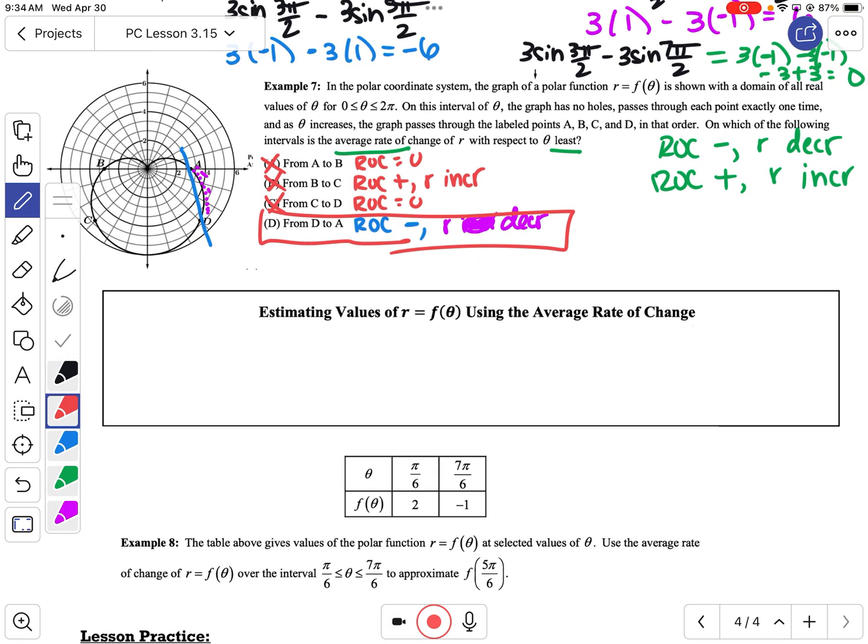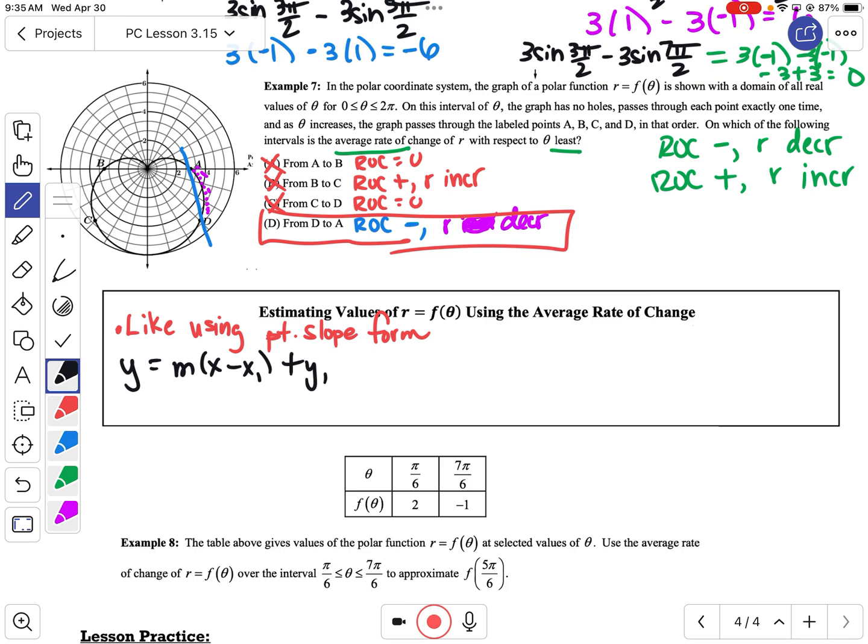All right, last thing. Estimating values of a function. Sometimes we're going to get crazy values that we want to plug into a function and evaluate. We can do this. It's kind of like using point slope form of a line, so remember that's y equals slope times x minus x1 plus y1. So it's like using that, but we're going to put it in polar form. But it will be linear.